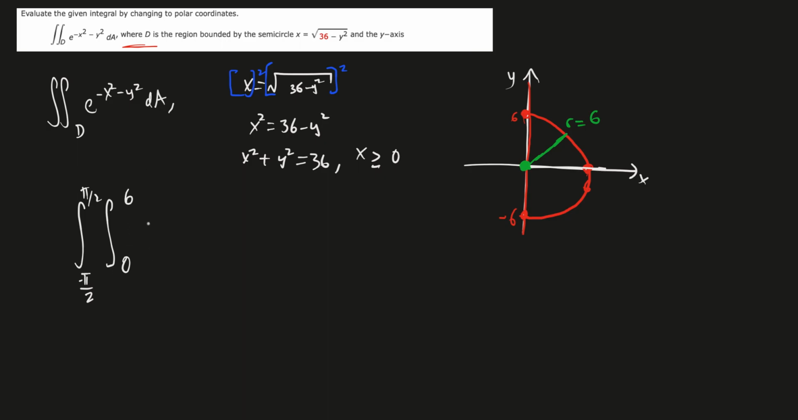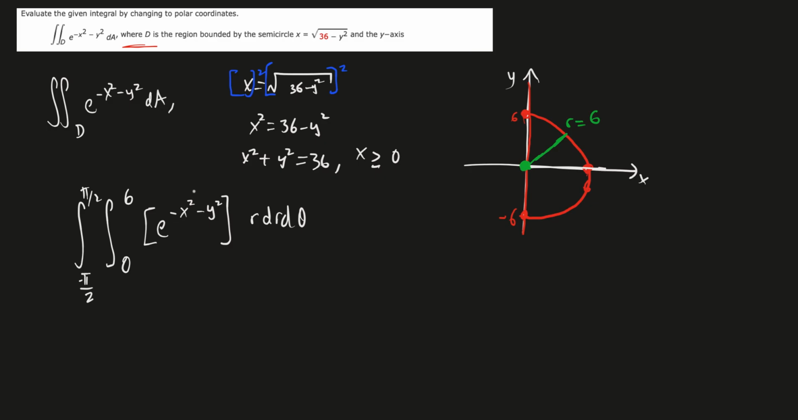So 0 to 6. And then what I like to do is just rewrite e to the negative x squared minus y squared. Just rewrite it, doesn't matter for now. And then add your r dr d theta. Don't forget the r. It's very important. It's called a Jacobian. It's very important.